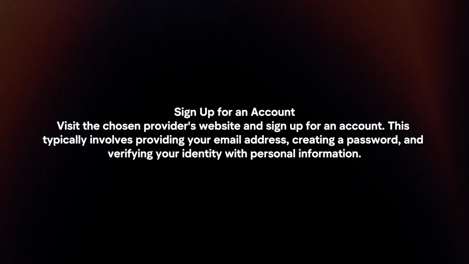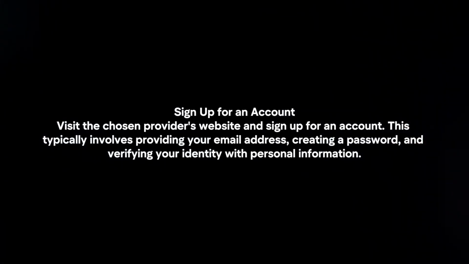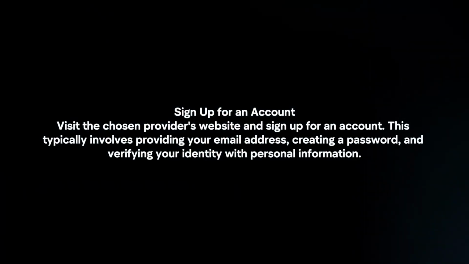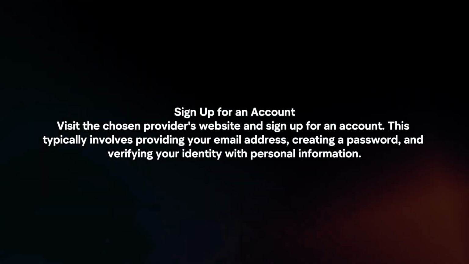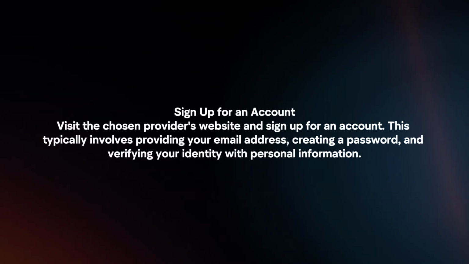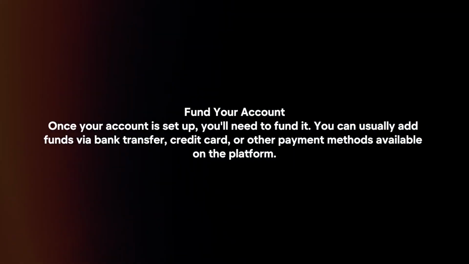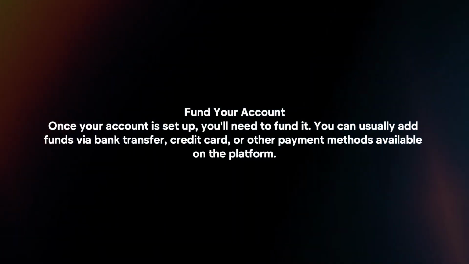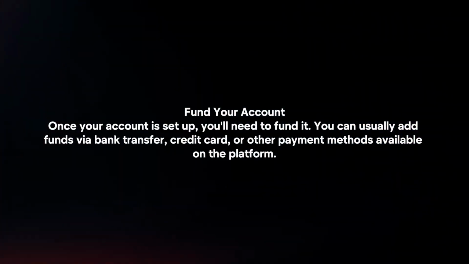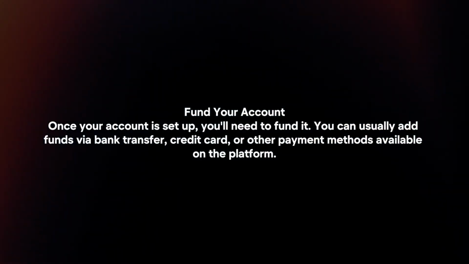Sign up for an account. Visit the chosen provider's website and sign up for an account. This typically involves providing your email address, creating a password, and verifying your identity with personal information. Fund your account. Once your account is set up, you will need to fund it. You can usually add funds via bank transfer, credit card, or other payment methods available on the platform.